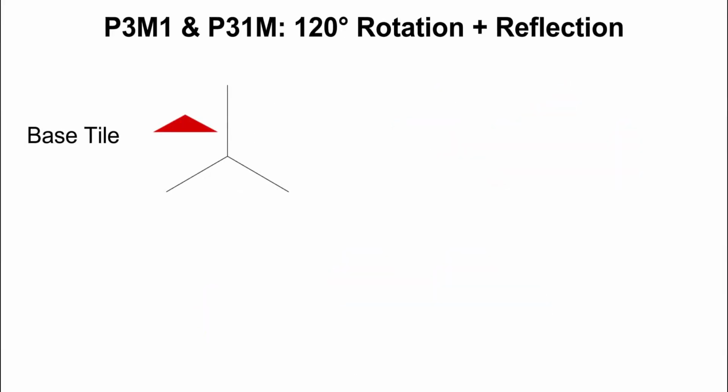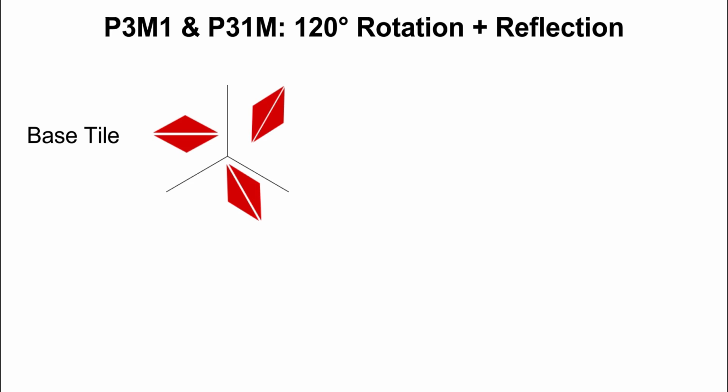P3M1 and P31M symmetry both include translation, 120 degrees rotation, and reflection. In other words, it is a combination of P3 and its reflection. The base tile is first rotated by 120 degrees 3 times to complete the cycle. Then each variation is mirrored to create the P3M pattern.